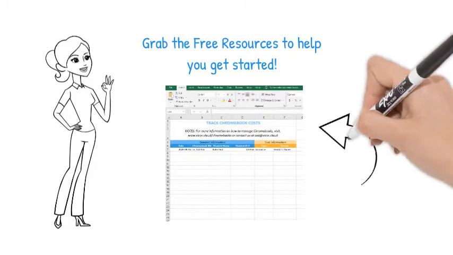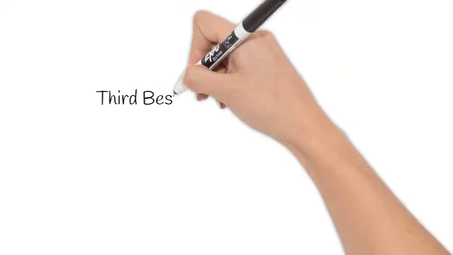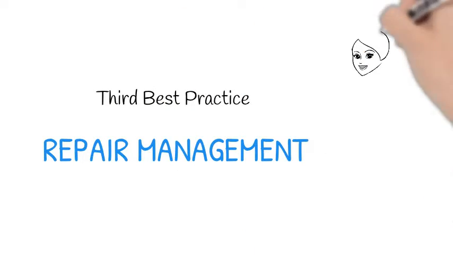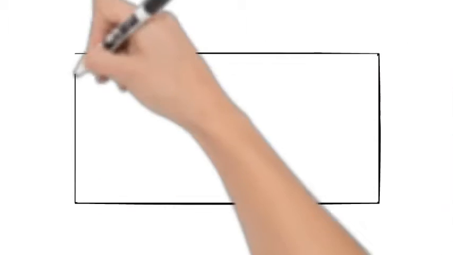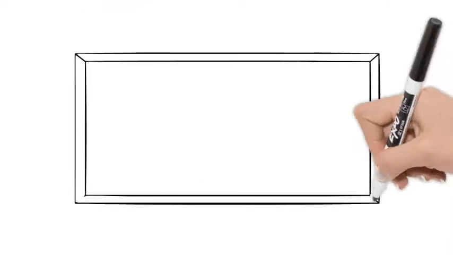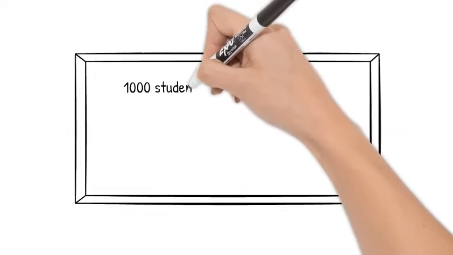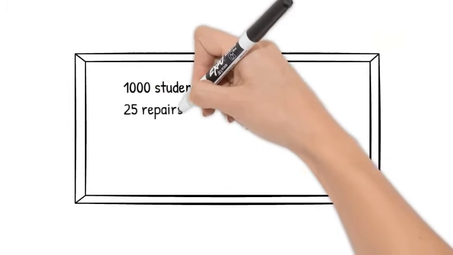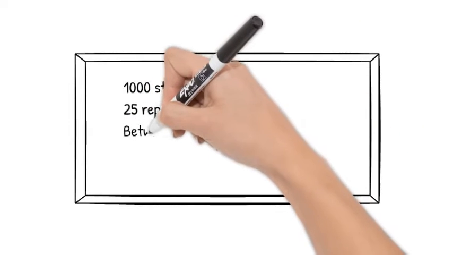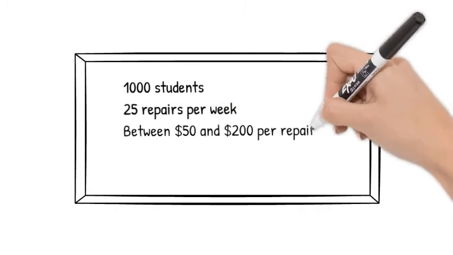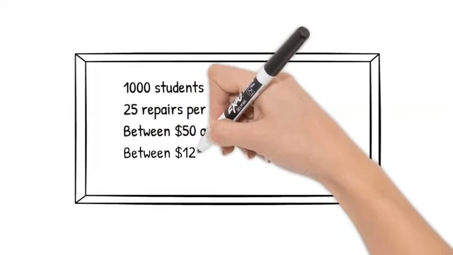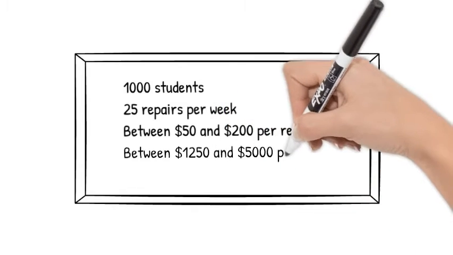The last best practice that we are covering today is repair management. For a school of 1,000 students, there will be about 25 Chromebook repairs per week. This can be a cracked screen, fluid got into the device, or the software isn't working. It costs between $50 and $200 per repair. That's between $1,200 and $5,000 per week on repairs.